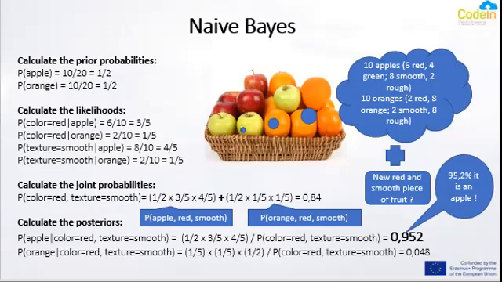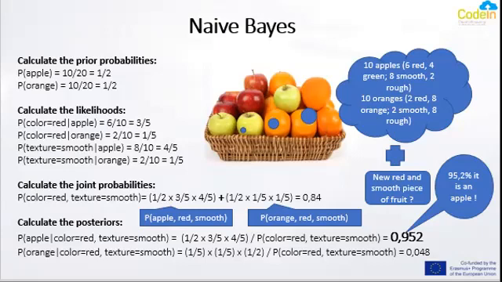The posterior probabilities are calculated by dividing the joint probabilities by the denominator. By doing this, we get the probability that the fruit is either an apple or an orange, given the new information that it has a red color and a smooth texture.